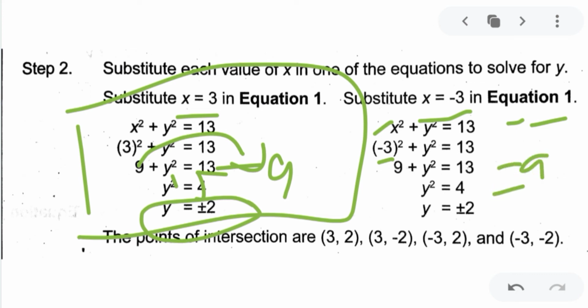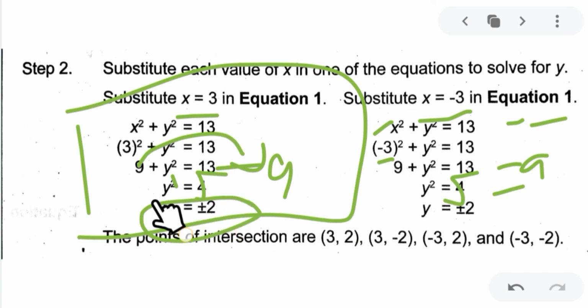That will be 4. And then get the square root to eliminate the squared. So, the square root of 4 is positive or negative 2. So, the points of intersection here are (3, 2), and another (3, -2).